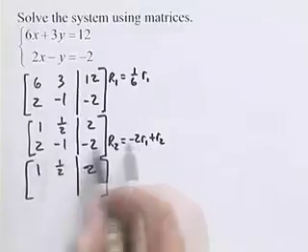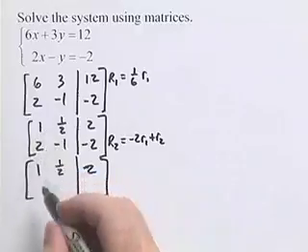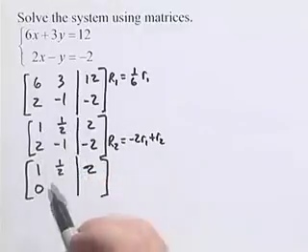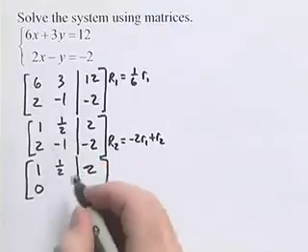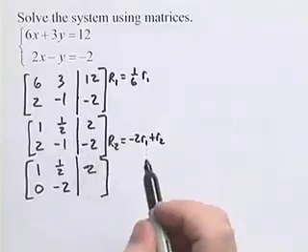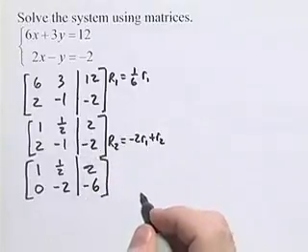Now to get my second row, I need to perform this operation. Negative 2 times 1 is negative 2, plus 2 is 0. Negative 2 times 1/2 is negative 1. Negative 1 plus negative 1 is negative 2. Negative 2 times 2 is negative 4, plus negative 2 is negative 6.